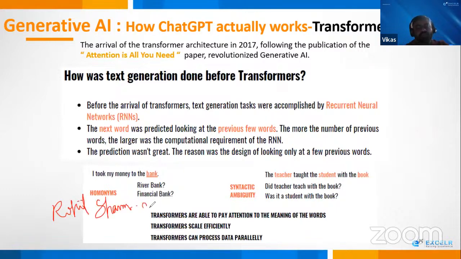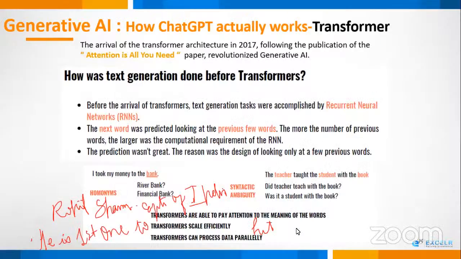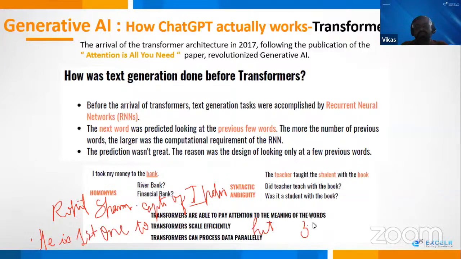Rohit Sharma is the captain of India, right? Captain of India. And he is the first one. He is the first one to hit a triple century in a match. If this kind of example I am writing here.